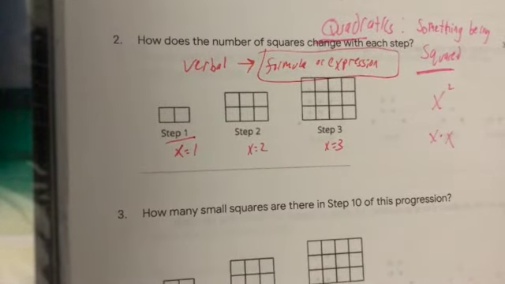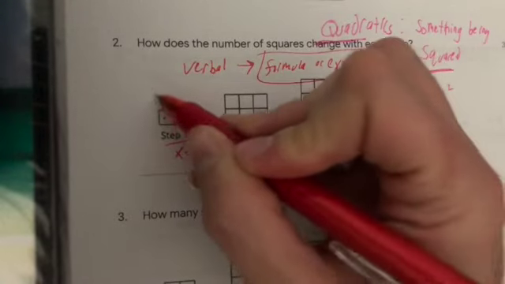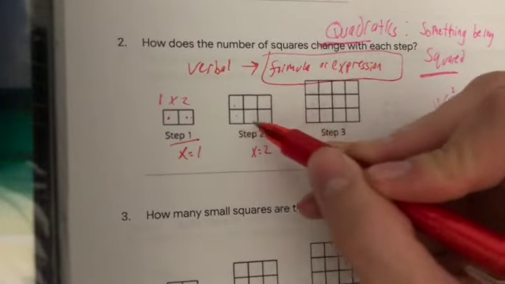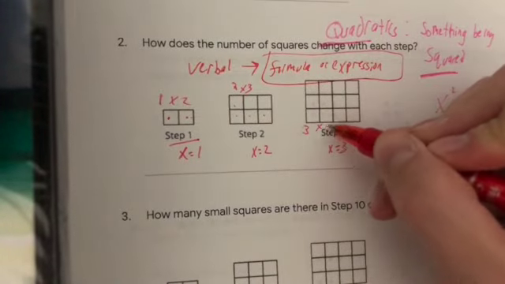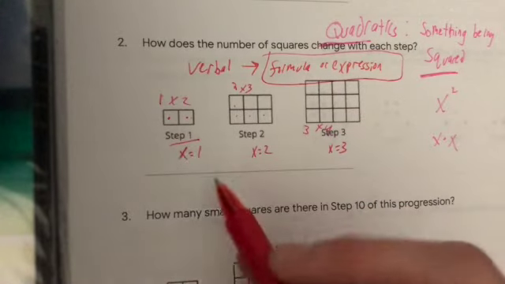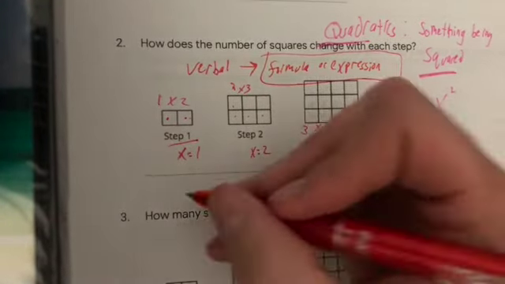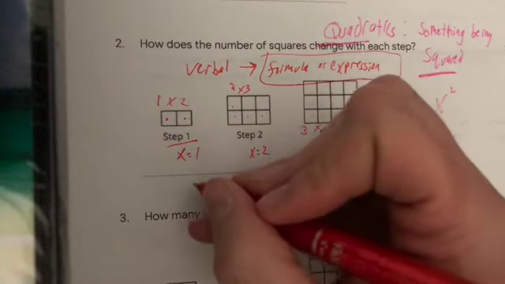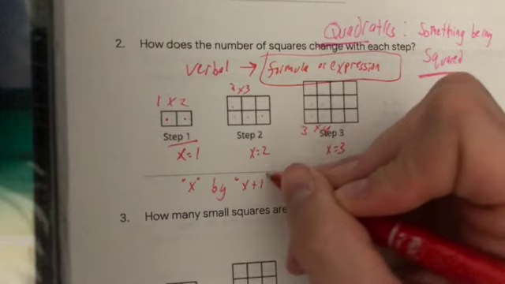So really here I notice that I have a 1 by 2, and here I have a 2 by 3, and here I have a 3 by 4. So what I notice is if I have step number x, I have an x by x plus 1 rectangle. I really should have used n, but I have an x by x plus 1 rectangle.